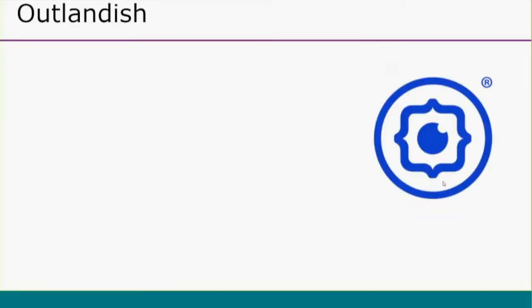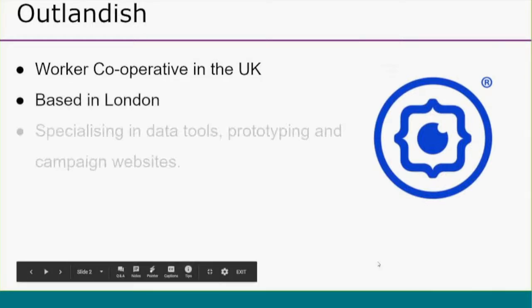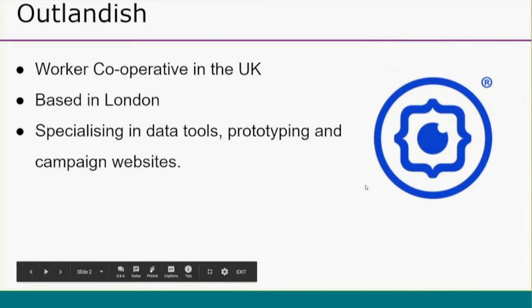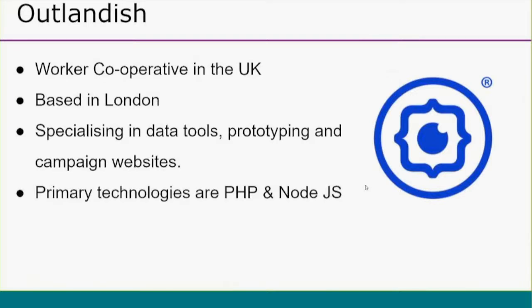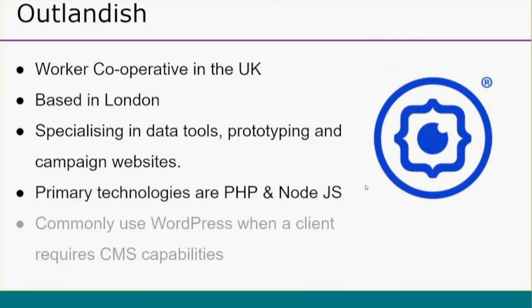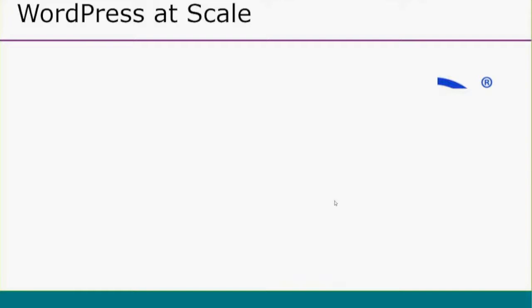I'm a developer at the work cooperative in the UK called Outlandish. We're based in London, and we develop data tools, prototyping, and campaign websites. Our primary technologies are PHP and Node.js, and we commonly use WordPress, which is the use case that I'm going to be showing today.